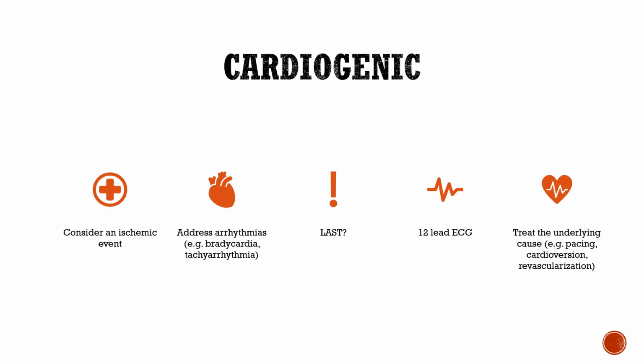So let's talk a little bit about the cardiogenic sources of hypotension. Every time consider a new ischemic event, think about possible arrhythmias which are either contributing or causing the cardiogenic event. Think about LAST, or local anesthetic systemic toxicity, in the appropriate scenario, because a lot of these patients are considered to be high risk for that. Always obtain a 12-lead EKG, looking for new arrhythmias or ischemic changes, and treat the underlying cause. For example, pacing for bradyarrhythmias, cardioversion for tachyarrhythmias, and revascularization for new ischemia.